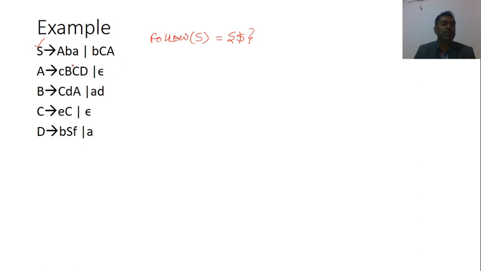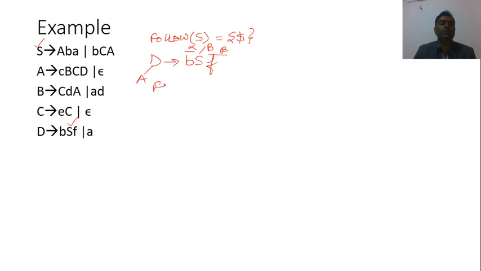Now just find out whether, in any production in this grammar, S is present on the right side. You can see S is present here. So first we have to consider this production: D derives to BSF. Now from here I just want to find out the follow of S. So I have to take this one as B. This is our beta. This is our alpha. And this one is our A.